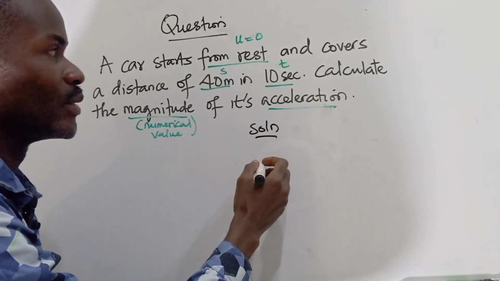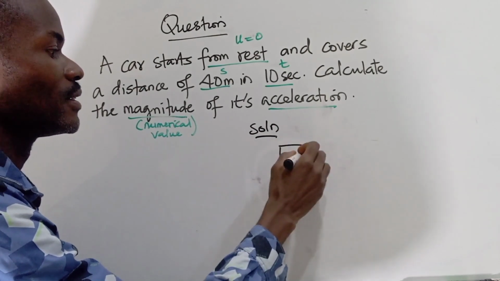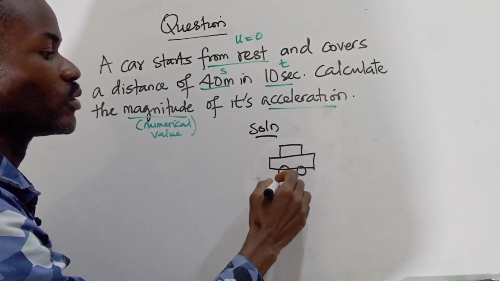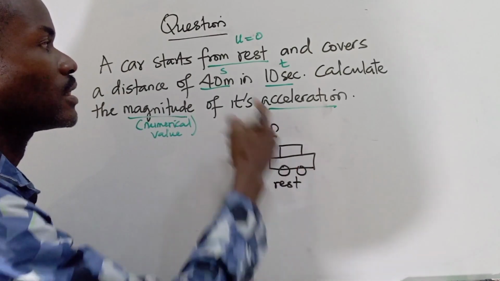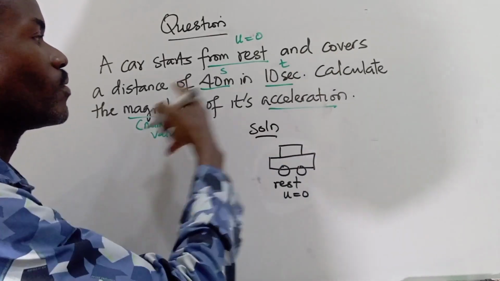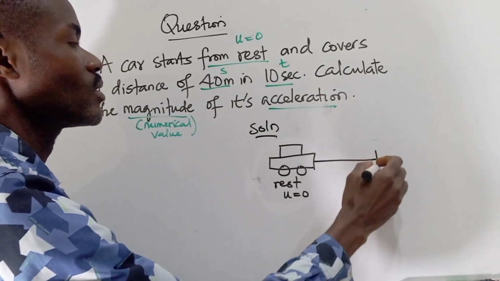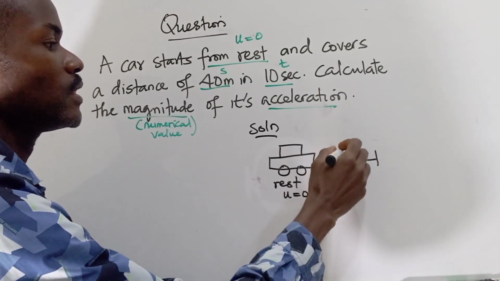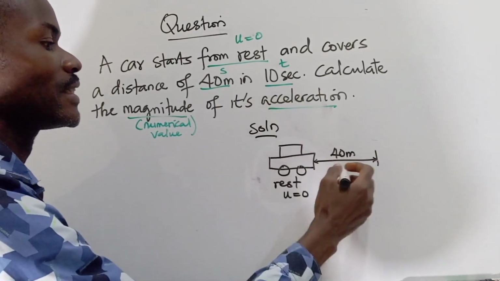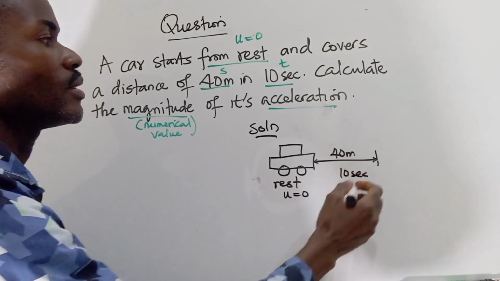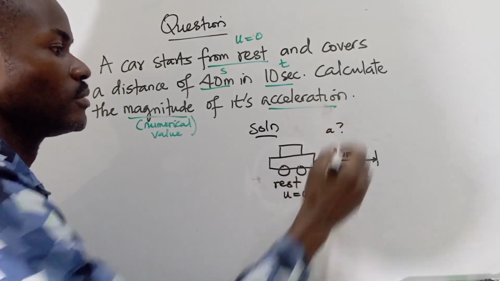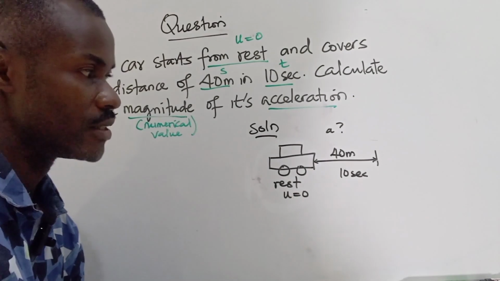So the question has that we have the car, let's say this is the car. It is at rest, starting from rest means u is equal to 0, and it covers a distance, let's say this is the distance it covered, of 40 meters, and from this point to this point, it did that in 10 seconds. So we are meant to calculate the value of the acceleration. So how do we solve for the acceleration?